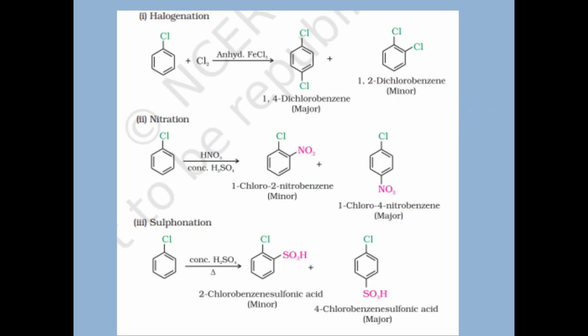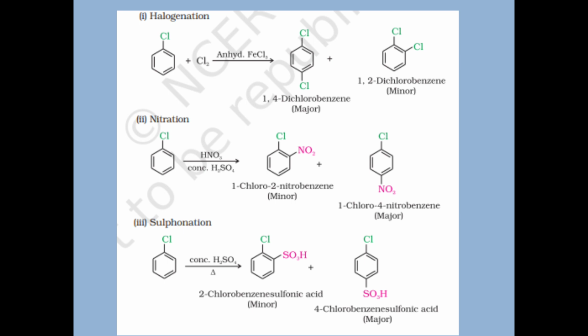Halogenation reaction. In the presence of chlorine and anhydrous FeCl3, 1,4-dichlorobenzene is found as the major product, and 1,2-dichlorobenzene is found as a minor product. And nitration.